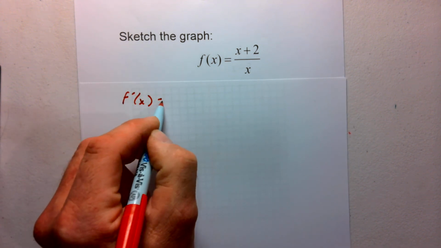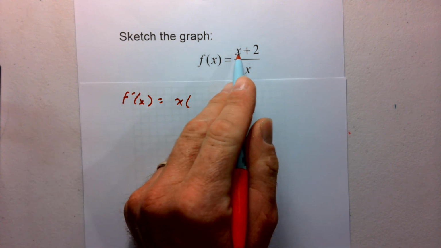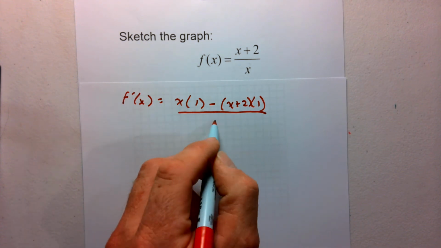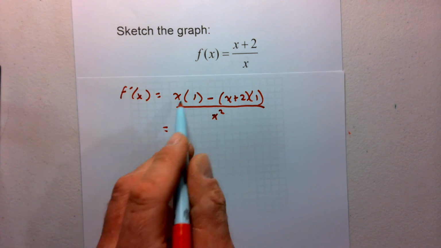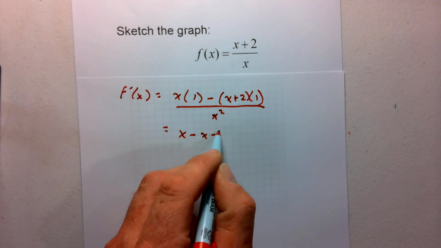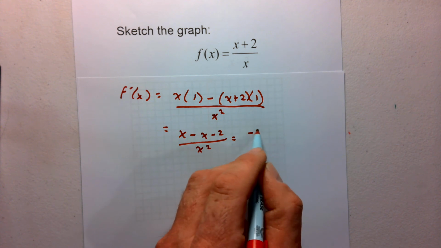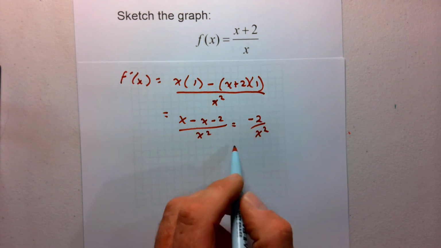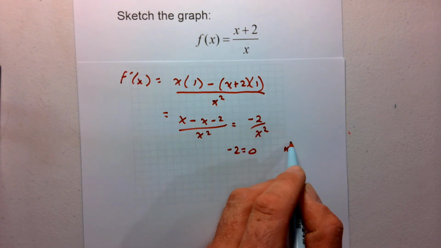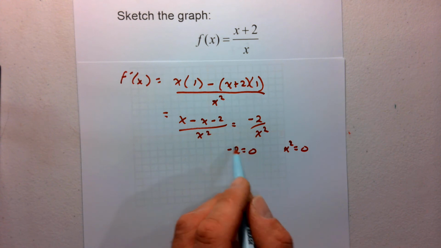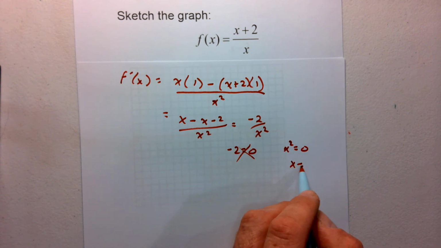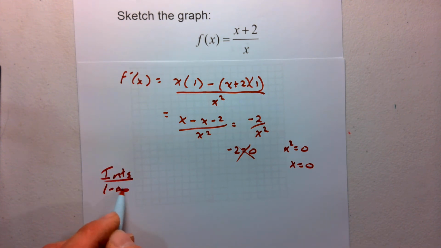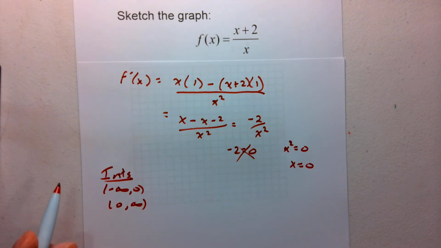So first thing I'm going to do is find my first derivative. First derivative here, I get x times 1 minus x plus 2 times 1 all over our denominator squared, which is x squared. Simplifying this, I get x minus 2 over x squared, which gives us negative 2 over x squared. Go ahead and set my numerator equal to 0 and denominator equal to 0. I'll go through this on the quicker side this time, just so you kind of see it. Negative 2 equals 0, that doesn't make sense. Here, x equals 0. So my intervals are going to be negative infinity to 0 and 0 to infinity.